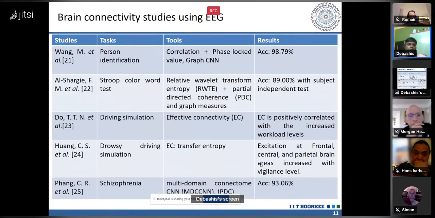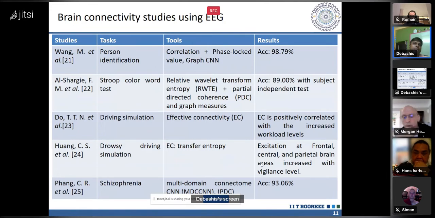And along with the cooperative simulation, I also discussed the brain connectivity studies, because one of my papers is related to brain connectivity. So it is actually done after the classification of the workload level.